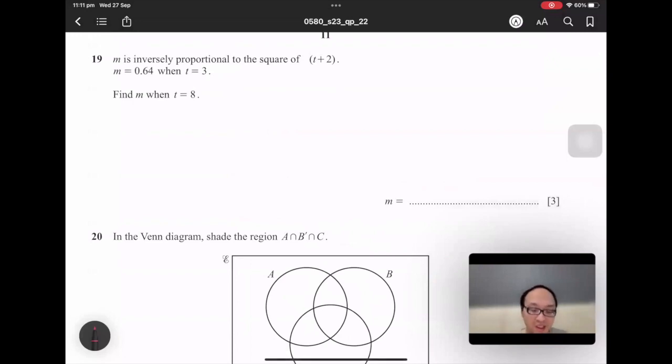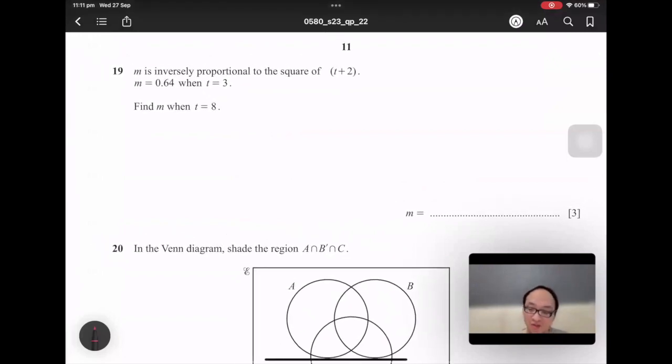M is inversely proportional to the square of (T plus 2). So we can rewrite M as inversely, so 1 over the square of this. We can change the proportional sign into an equation sign. So M is equal to, multiplied by k, so k over (T plus 2) squared.